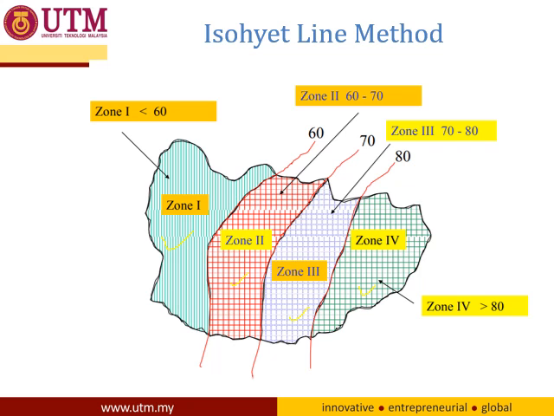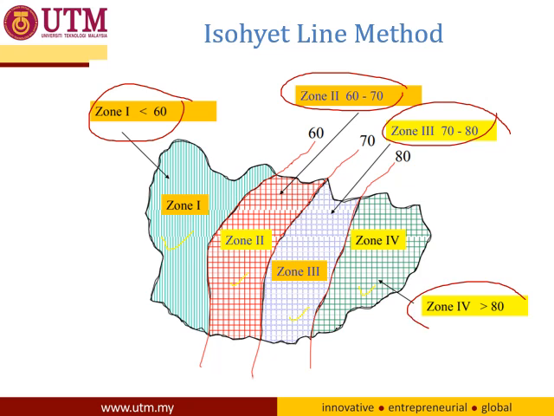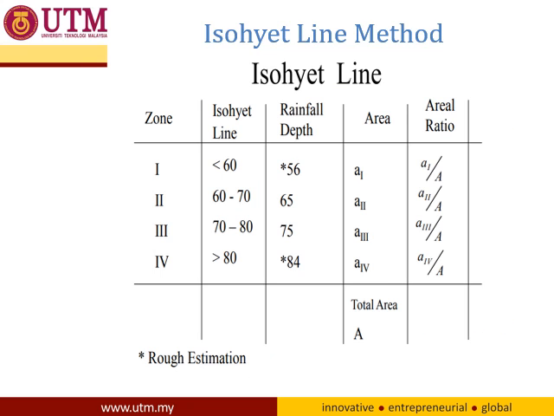So you may identify it through the contour line. For zone 1, it is less than 60. Let's say the units are millimeters, so less than 60 millimeters. Zone 2 is between 60 and 70. Zone 3 is between 70 and 80. Zone 4 is more than 80.